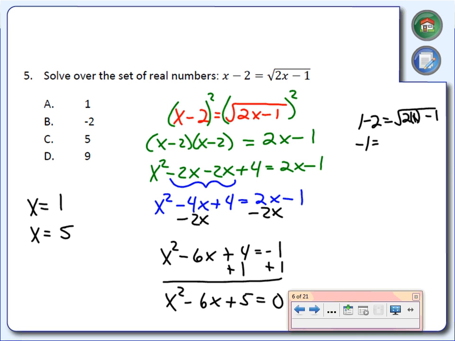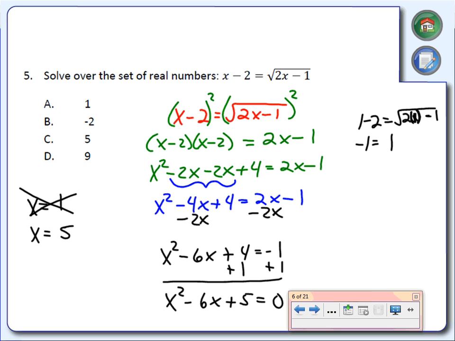Put that in your calculator: the square root of 2 times 1 minus 1. See what you get when you put that in your calculator. Let's see if we get negative 1. Square root of 2 times 1 minus 1. Is it a positive 1 or negative 1? Positive 1. As you can see, a negative 1 is not the same thing as a positive 1. So this is not an answer.